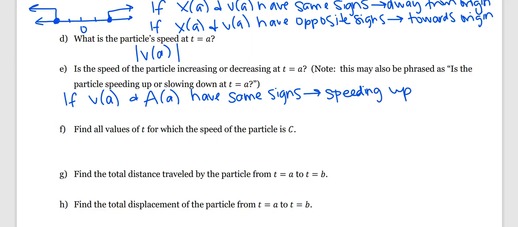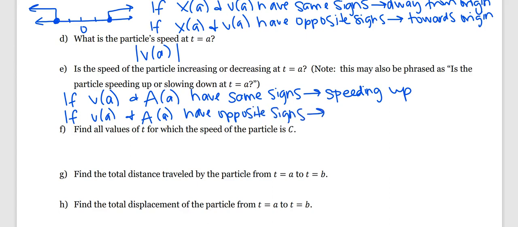For example, if your velocity is positive, that means you're moving to the right, and if your acceleration is also positive, then that means you're moving to the right faster. Okay, if they're both negative, you're moving to the left, you're getting more negative. But if velocity at time a and acceleration at time a have opposite signs, then our particle's speed is decreasing, or our particle is slowing down.